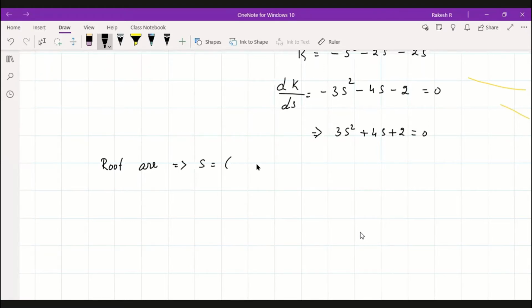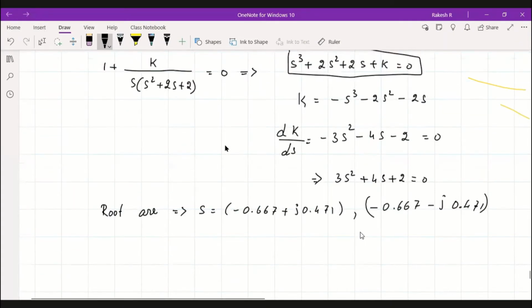Sir, it is minus 0.667 plus j 0.471. And the other one is minus 0.667 minus j 0.471. These are the two roots. What are we supposed to find out?